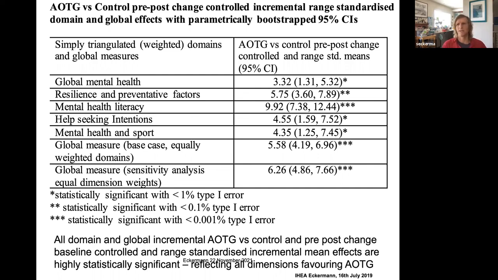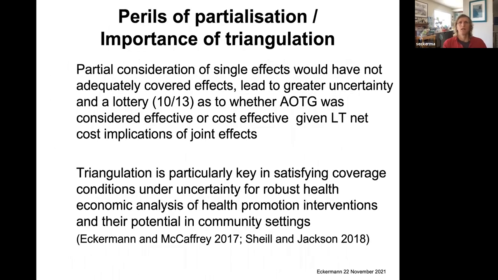Anyway, what it's showing you is, looking at them together, we get a much better picture than we do if we just were looking at one of them alone. And it's highly statistically significant. And that reflects the fact that all dimensions favour AOTG. Importantly, what this is pointing to is the importance of looking at all the data together, rather than partialising it. So partial consideration of single effects would not have adequately covered effects and led to greater uncertainty in a lottery as to whether AOTG was considered effective or cost-effective given the long-term net cost implications.